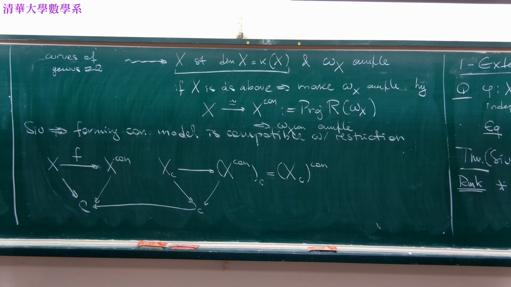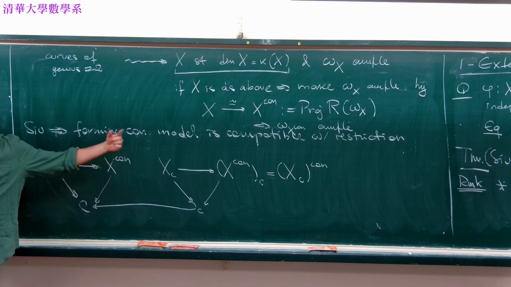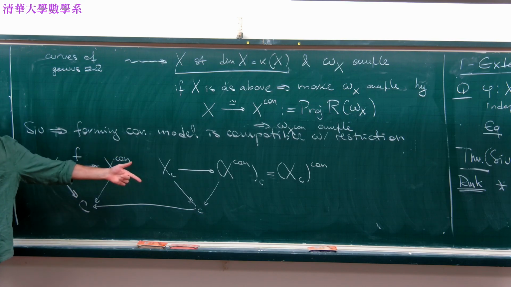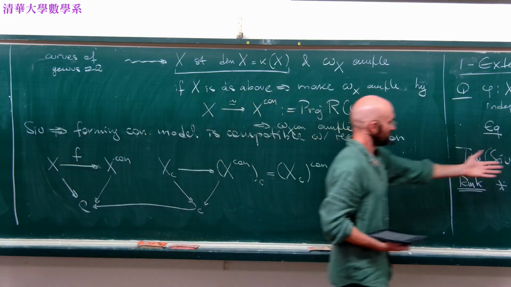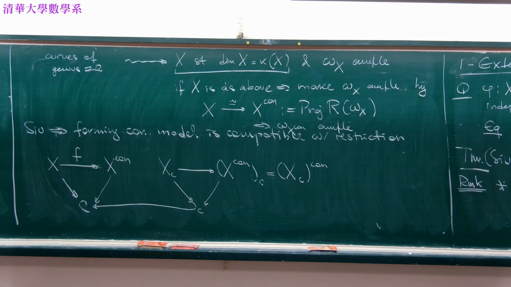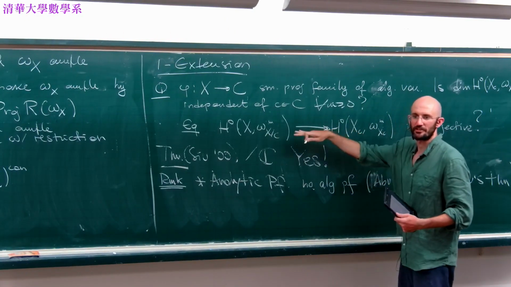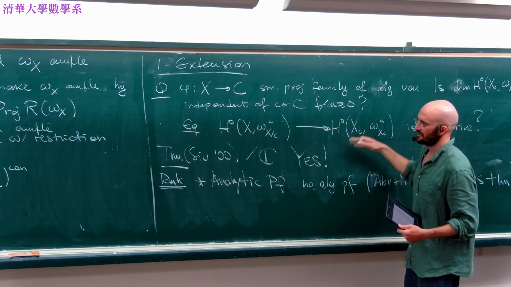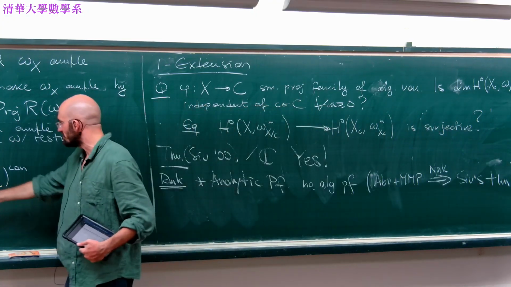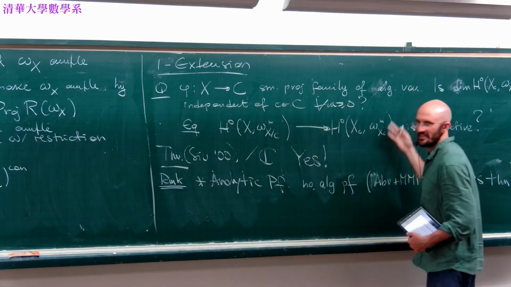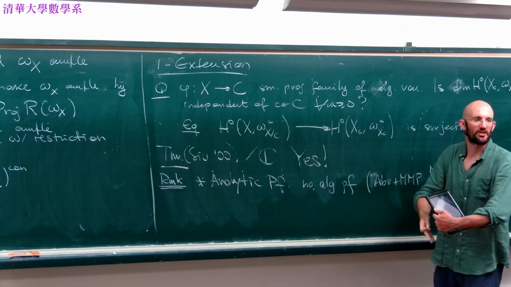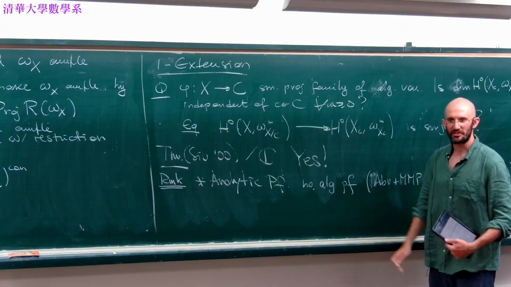So this is what I mean when I say that taking the canonical model is compatible with restriction to a fiber. The relative canonical model of a family is the family of canonical models of the fibers. This is because I have this restriction property for the space of global sections. So since Xcan of a fiber is given by Proj of this thing, and every such section extends, this is what gives me the compatibility.